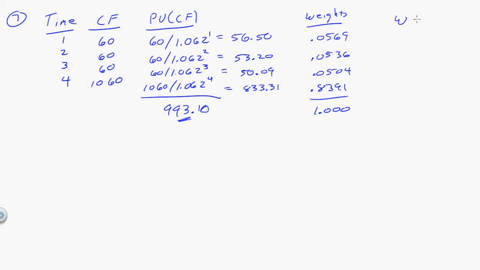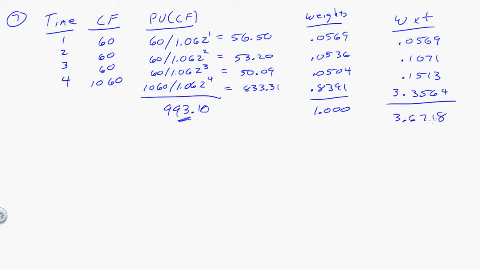The last column is weight times time. So this is 0.0569. This times 1. This happens in time 2, so that times 2 is 0.1071. This happens in times 3, so that times 3 is 0.1513. And then this happens in time 4, so that's 3.3564. Add that up, and that's 3.6718. I think on the answer key I mailed out, I couldn't read and I missed my 1 there.